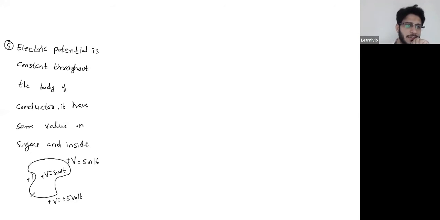So can I say that the surface is equipotential? That's the property of an equipotential surface: the potential at every point is the same. So you can say that the surface of a conductor is equipotential.